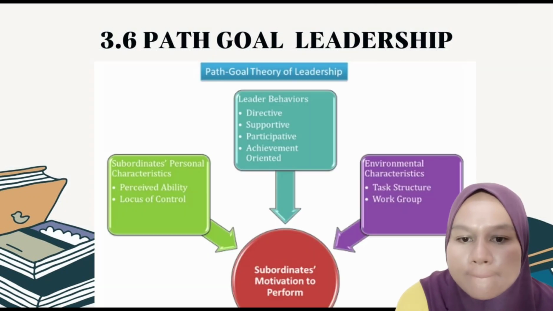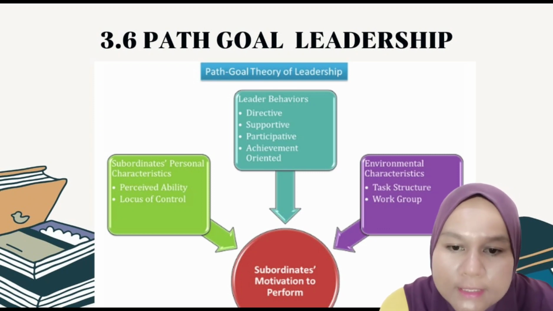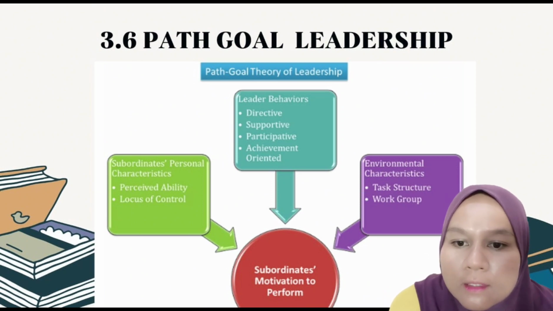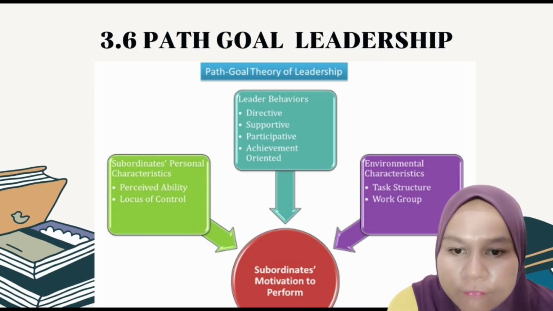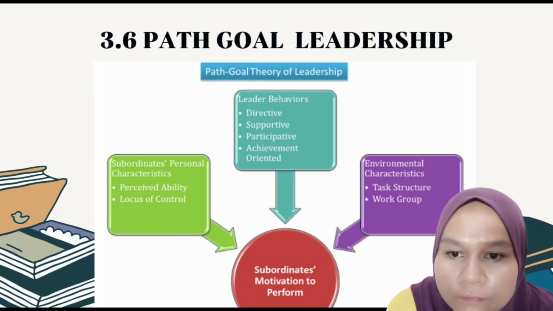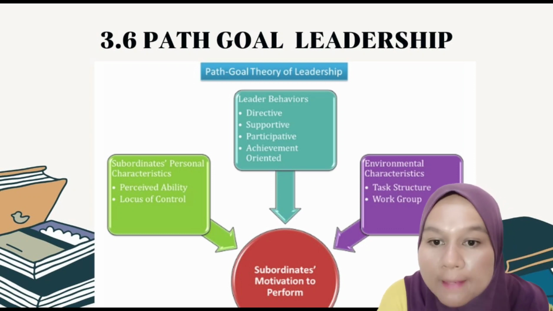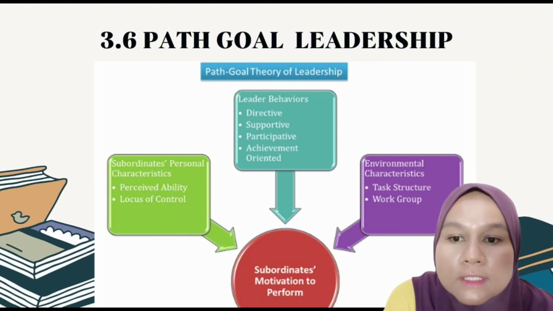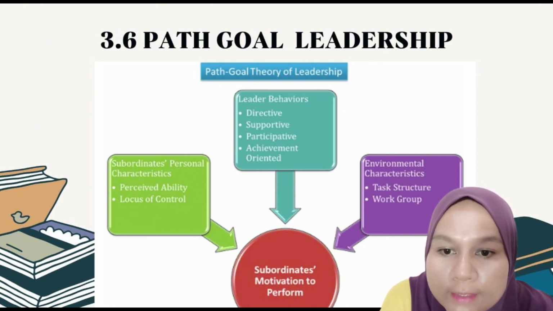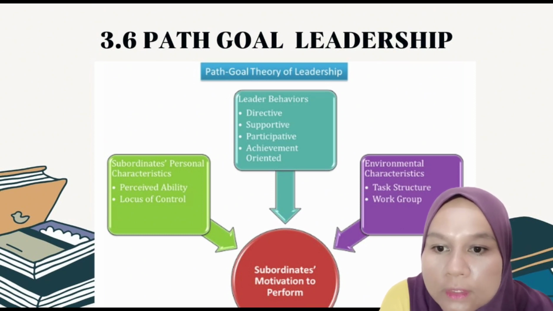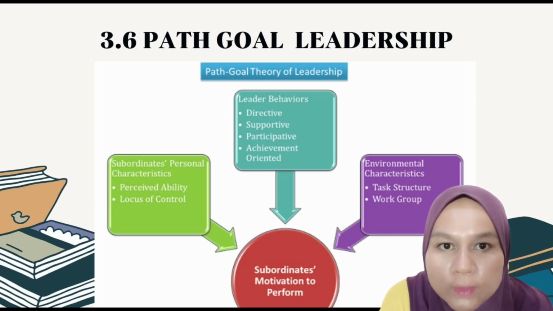Okay, look at the diagram. Okay, this is subordinates' motivation to perform. Okay. As I explained before, path-goal theory states that the leader is responsible for providing followers with information, support, and other resources necessary to achieve their goal. Path-goal theory indicates that a leader must properly set a path to a goal and guide and explain how to achieve the goal successfully to followers.